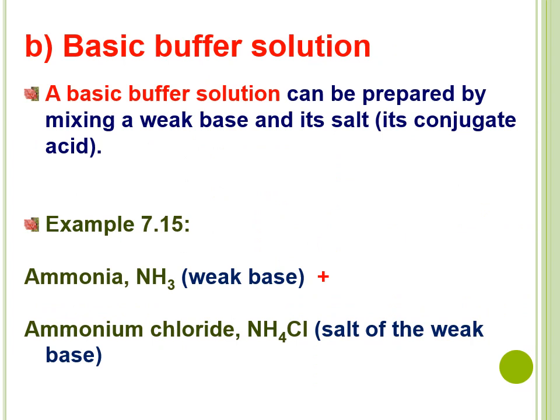The second type of buffer solution is a basic one. It can be prepared by mixing a weak base and its salt. Example 7.15 shows that we form a basic buffer solution by adding ammonia, the weak base, together with ammonium chloride, the salt of the weak base.